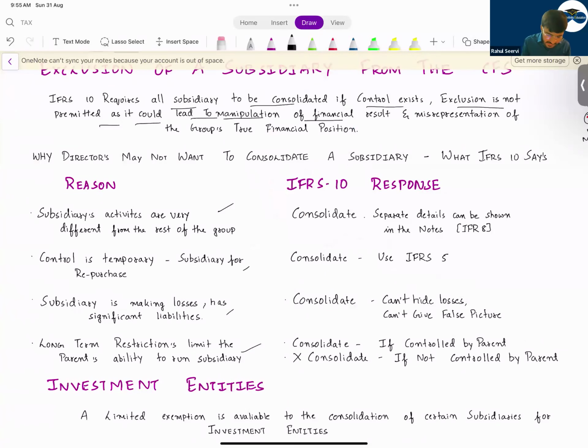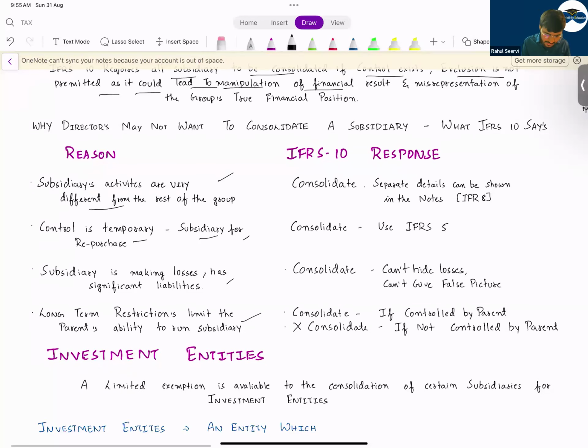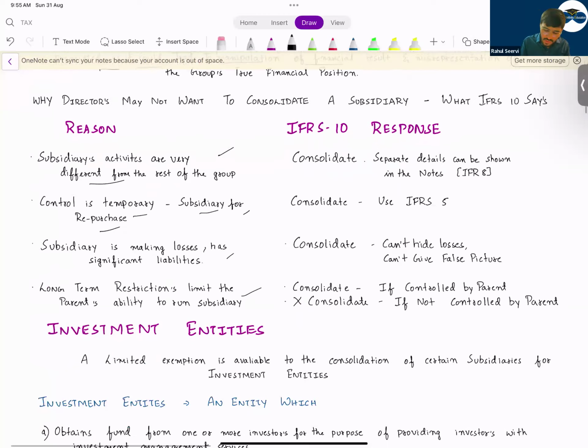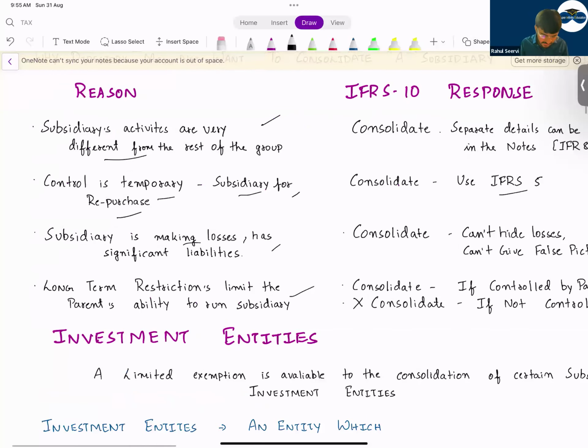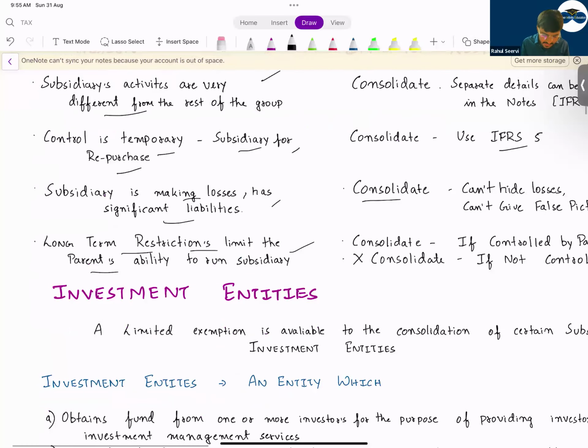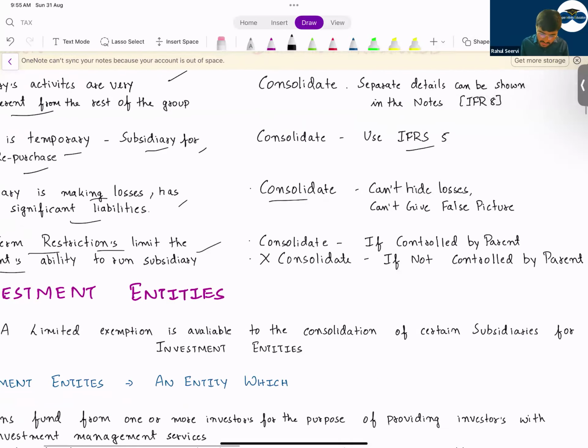So, there are a lot of reasons which I've written, which the company will say that we will not consolidate. So, can I say it is in different activities? Control is temporary, subsidiary held for resale, then you'll follow IFRS 5. Subsidiary is making losses. No, you should consolidate it. Long term restrictions limit the parent's ability to run the subsidiary.